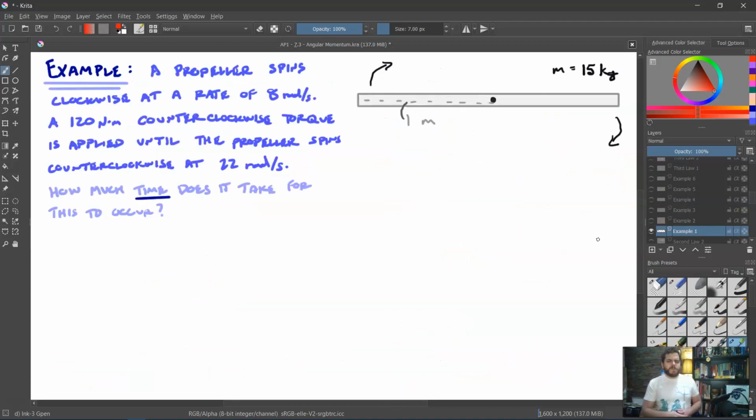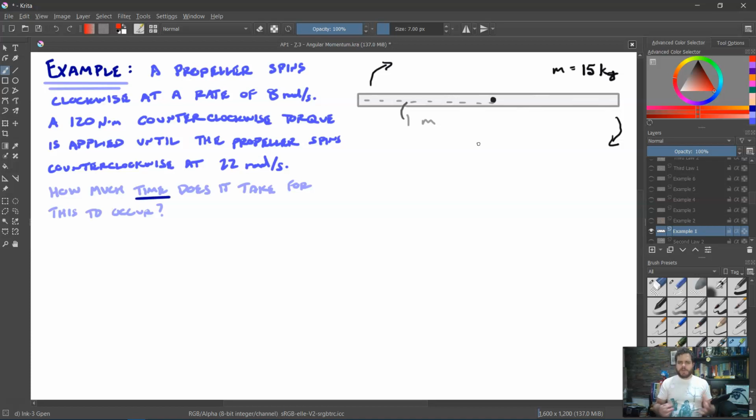So let's look at an example. Let's say we have a propeller that's spinning clockwise at a rate of 8 radians per second. This propeller, as we see right here, is like a rod with an axle through the center, so it's spinning around the center point. It has a mass of 15 kilograms, and 1/2 of the rod is 1 meter long. Initially it's spinning at 8 radians per second in the clockwise direction, but then we apply a 120 Newton meter counterclockwise torque. We apply that to the propeller until it spins counterclockwise at 22 radians per second. How much time does it take for this to occur?